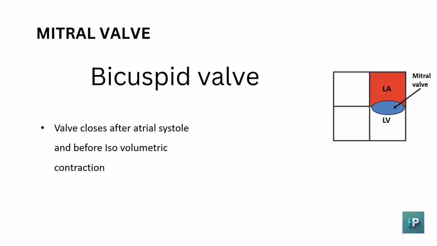Before getting into the topic, let's see something about the mitral valve in general. It is a bicuspid valve, that is, with two cusps, and it closes after the atrial systole, that is, before the isovolumetric contraction of ventricles. And here you can see the mitral valve. It is present between the left atrium and left ventricle and prevents the backward flow from the left ventricle to the atrium.